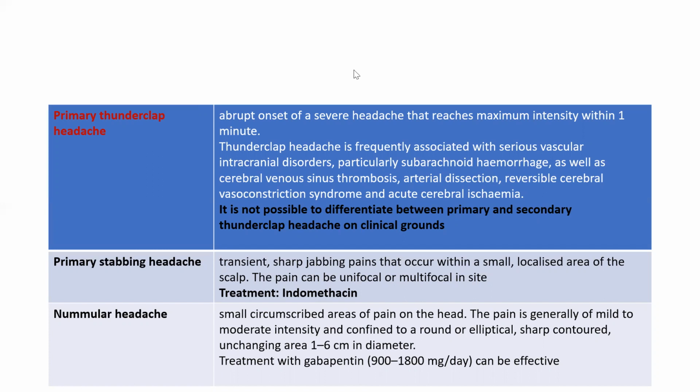Nummular headache is an elliptical, and particularly coin-shaped, area of headache. So it is elliptical or sometimes coin-shaped. That is an important term we should remember. It is a circumscribed area of pain in the head. We can give gabapentin for nummular headache syndrome.